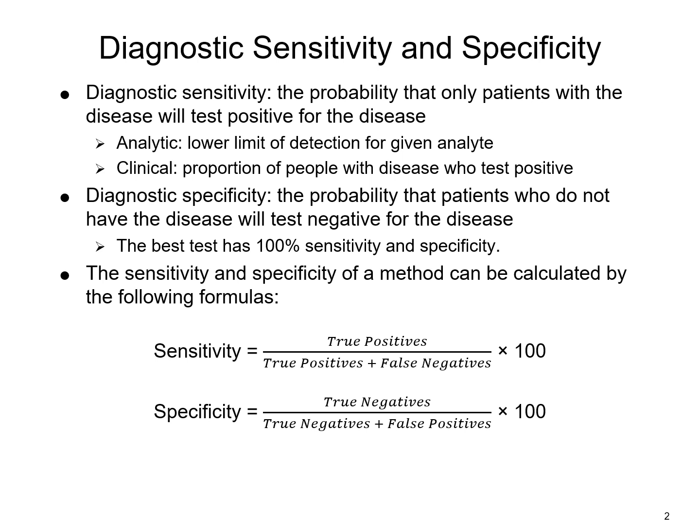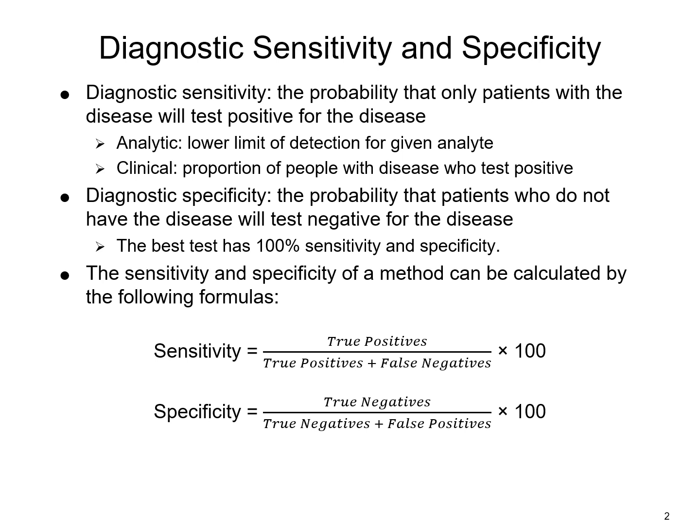So diagnostic sensitivity is the probability that only patients with a disease will test positive for that disease. And so when we look at the diagnostic sensitivity, we have to look at it from the analytical point of view as well as the clinical point of view. Within the analytical point of view, the lower limit of detection for a given analyte is what we're talking about. So what is the lowest level of that particular substance or element in that patient's sample that we're looking for in order to consider the patient as having disease?